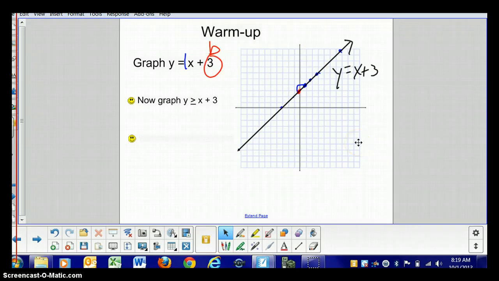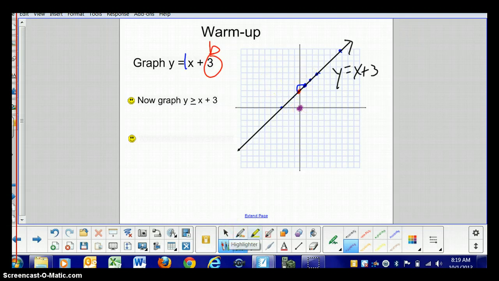And in order to determine which half we shade, we kind of just pick a point and plug it in and see if it works. Let's pick a point right now. Let's pick the point 0, 0. If 0, 0 makes the inequality true, then I will shade the half that has 0, 0 on it. However, if 0, 0 gives me a false statement when I plug it in, then I will have to shade the other half of the line.